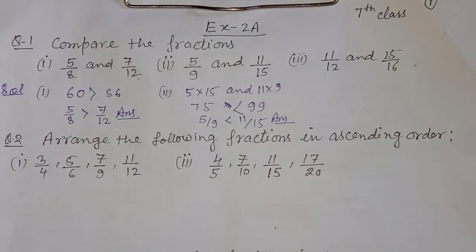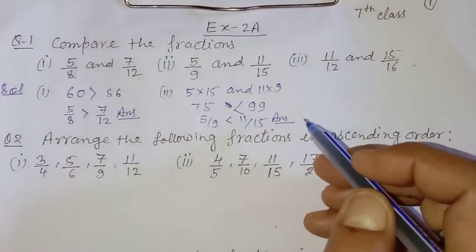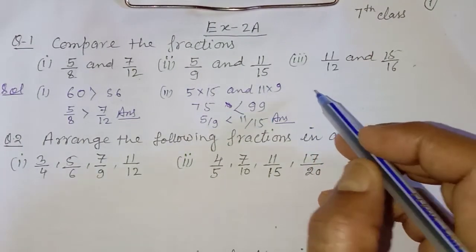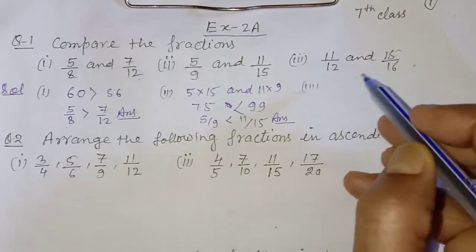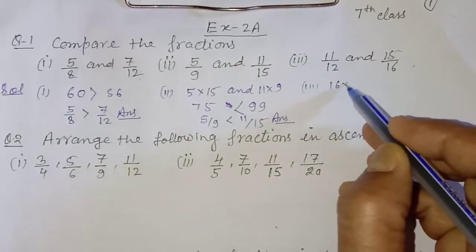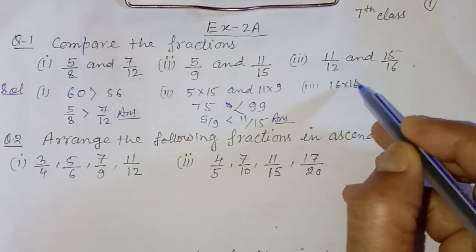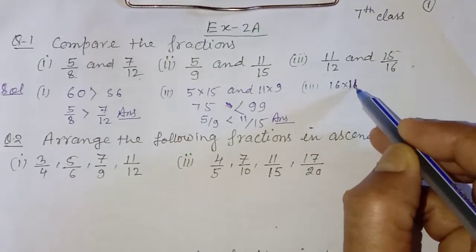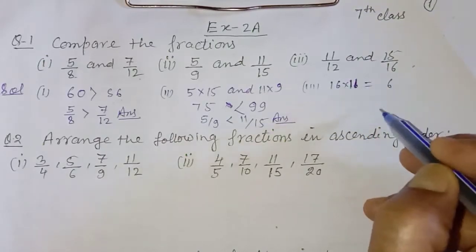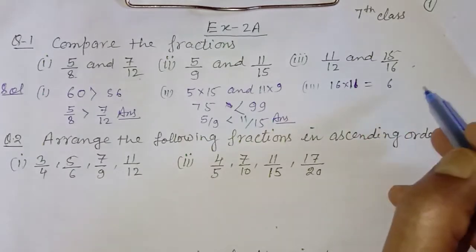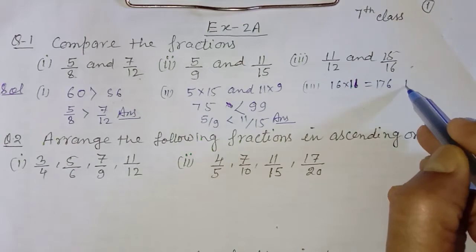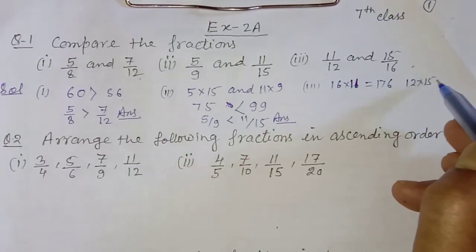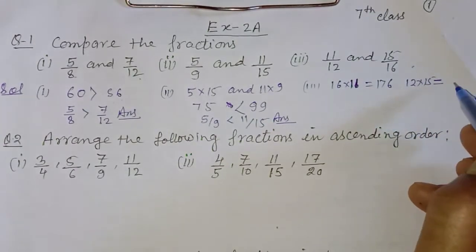So students, we are comparing fractions. Similarly students, in the third, 11 into 16, 16 into 11. So you will find 11 sixes are 66, so it will come 176. And 12 into 15, so it will come 180.